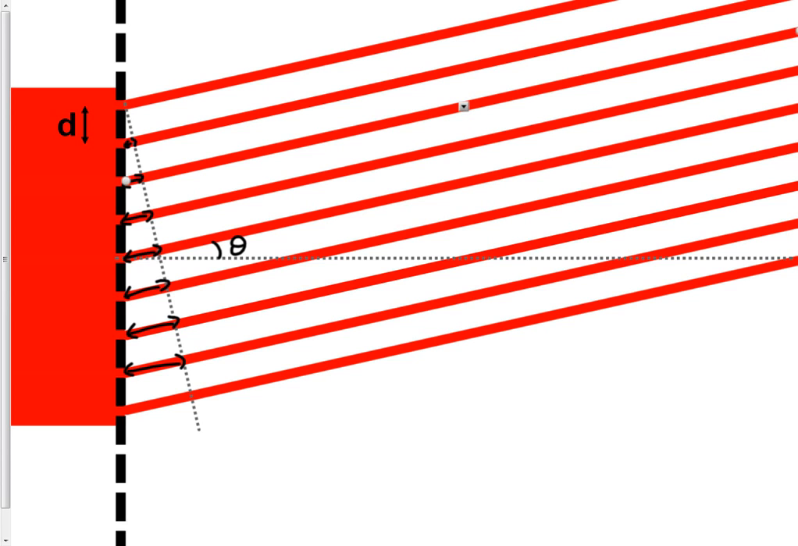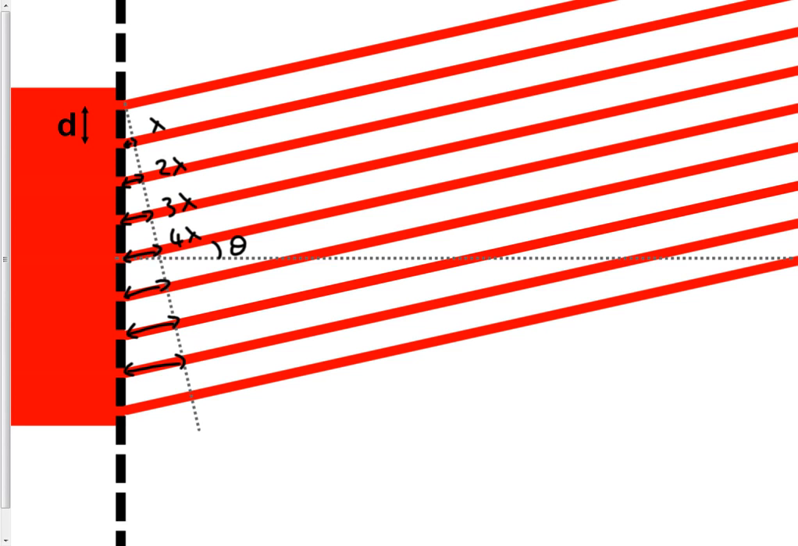Now at the first maximum off center, this is going to occur when we've got one wavelength of path difference here, 2 wavelengths here, 3 wavelengths here, 4 whole wavelengths here, etc. So there's a whole wavelength of path difference between the top one and the one below. That means we're getting constructive interference. This is the first maximum.